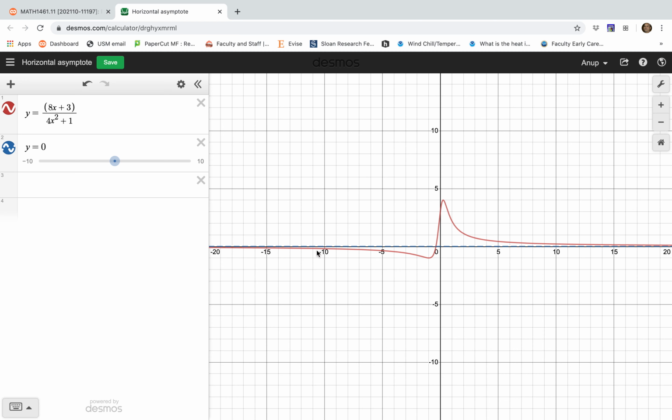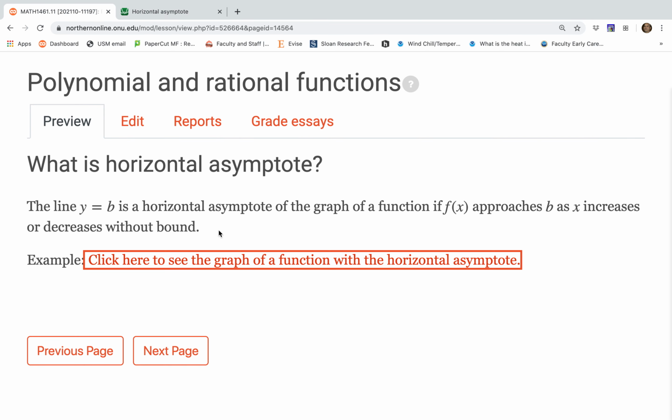Whenever x is getting smaller and smaller, we have this similar type of behavior. Actually only one side is already sufficient for this line to be a horizontal asymptote. But you can see here, even when x is getting smaller and smaller, the value is getting closer and closer to 0. So that's why this is clearly the horizontal asymptote.